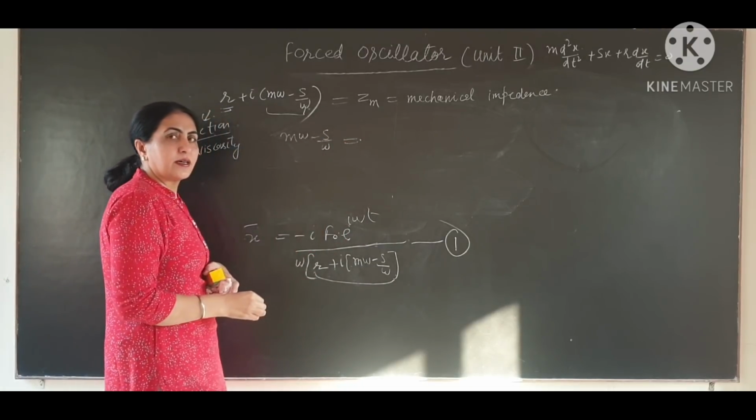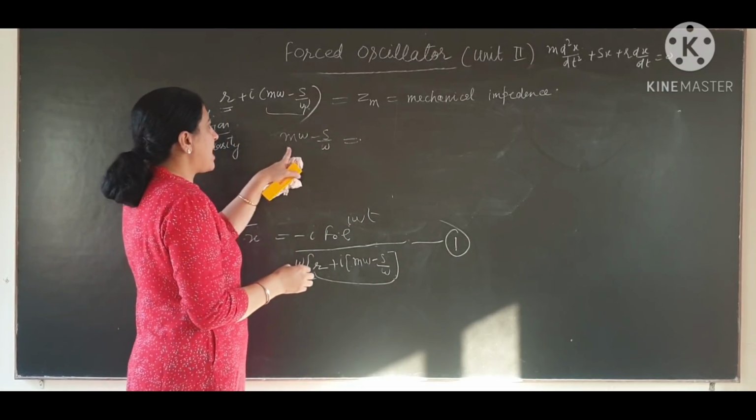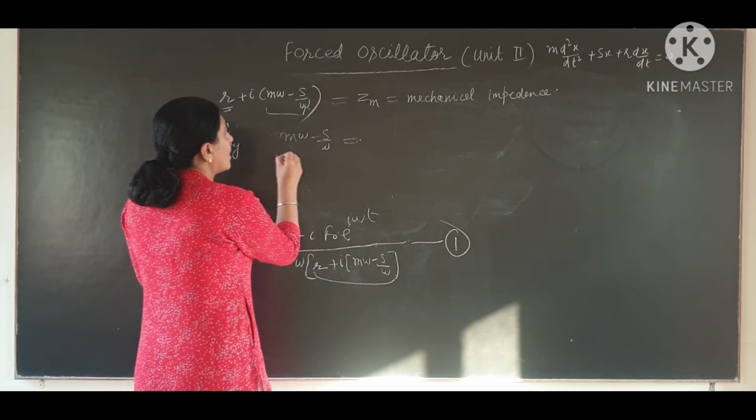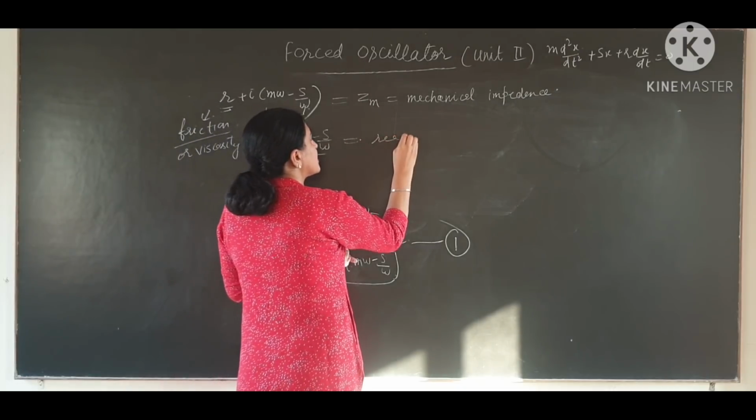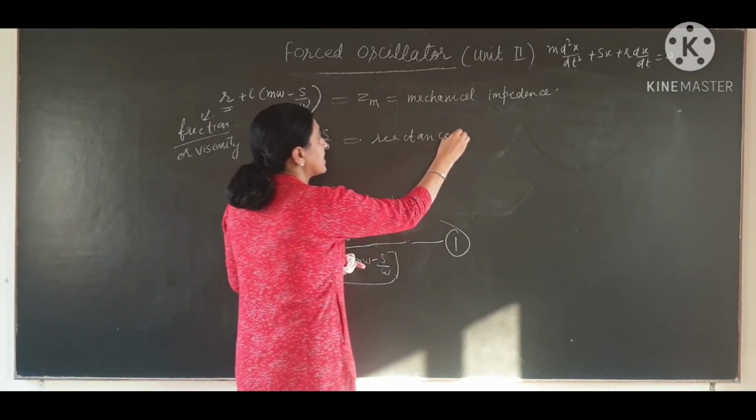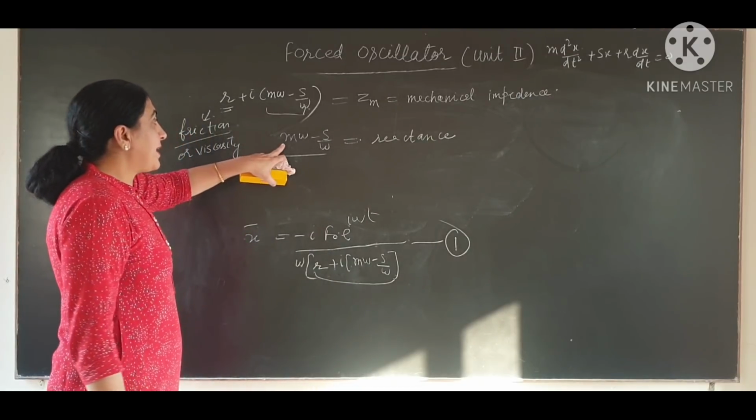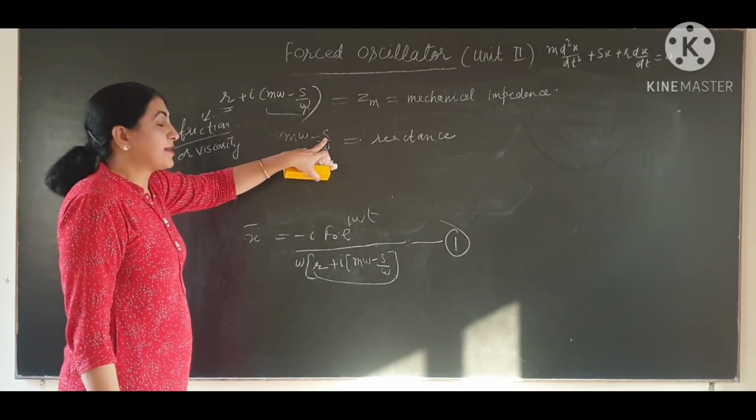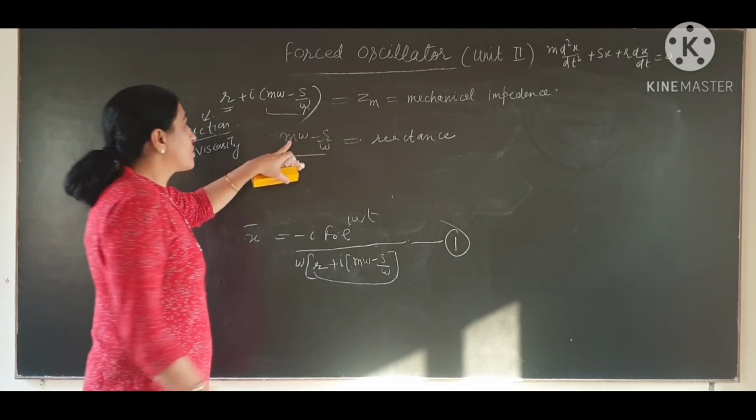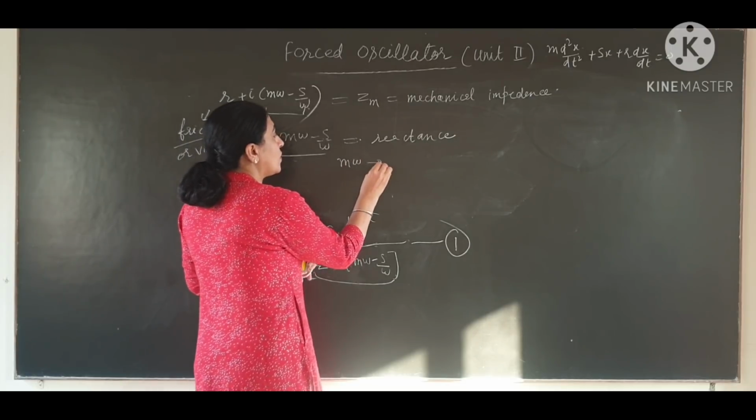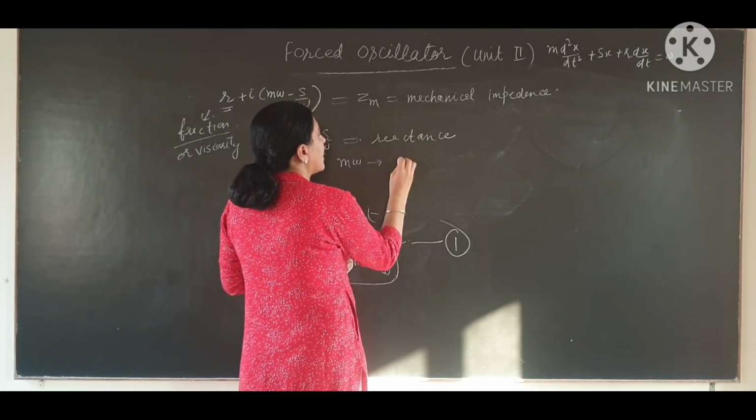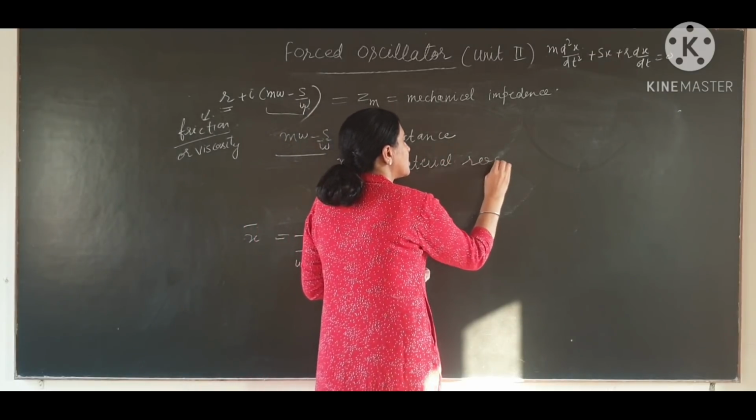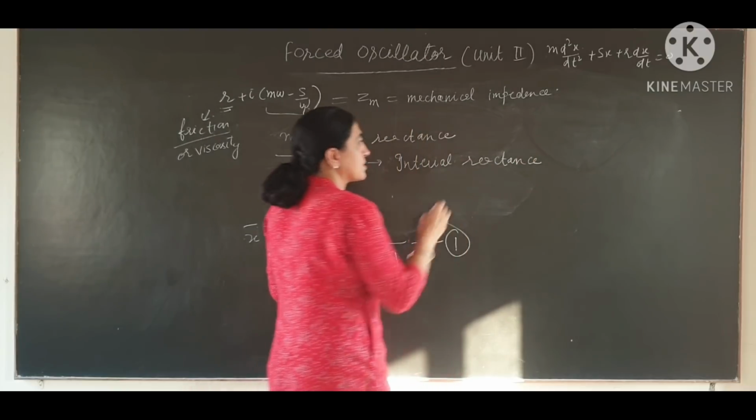Yeah? And this is m omega minus s over omega. This is called reactance. And m omega, m is in the case of inertia and s is in the case of elasticity. So m omega is due to inertia, this is inertial reactance. This is the physical importance of this.